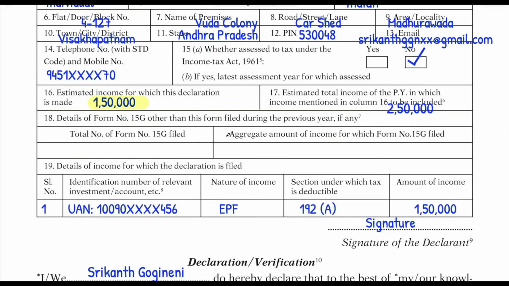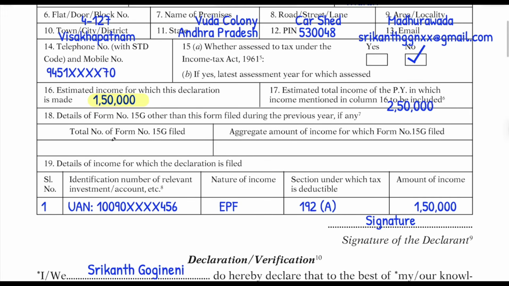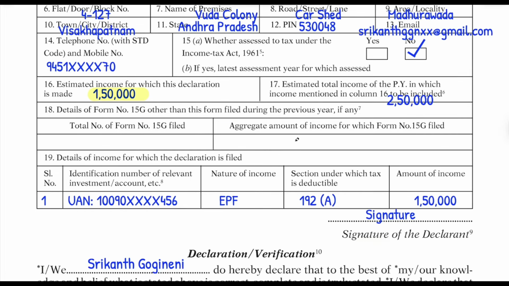In field number 18, if you have submitted any other Form 15Gs for any other investments like fixed deposits or post office deposits or for dividends, then you have to mention those details. Under total number of Form 15Gs, write the total number. For example, 1 or 2. If you have submitted one Form 15G, then write 1 here and mention the total amount here.